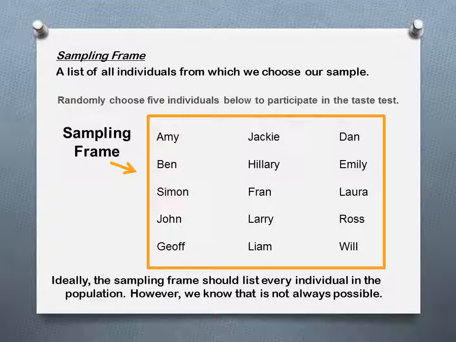Before we discuss the next type of error, we want to look at sampling frame one more time. Remember, a sampling frame is a list of all the individuals from which we choose our sample. So, assume below is the sampling frame of students in the class. We randomly choose 5 individuals below to participate in the taste test. Ideally, the sampling frame should list every individual in the population. However, we know that's not always possible.